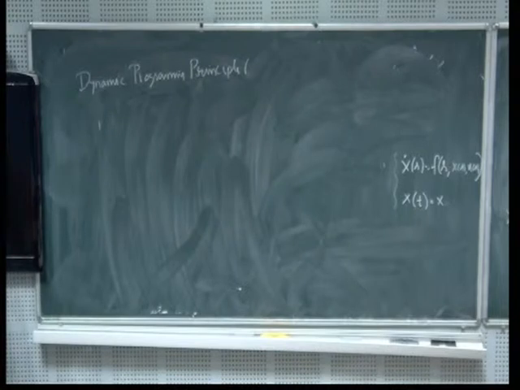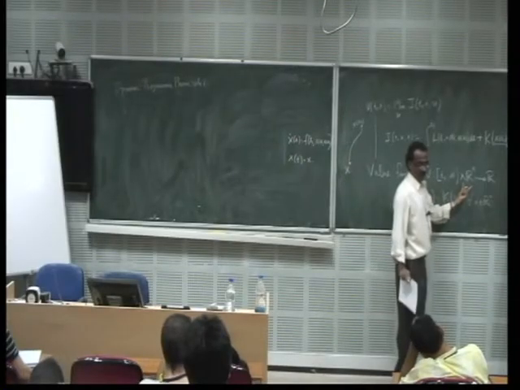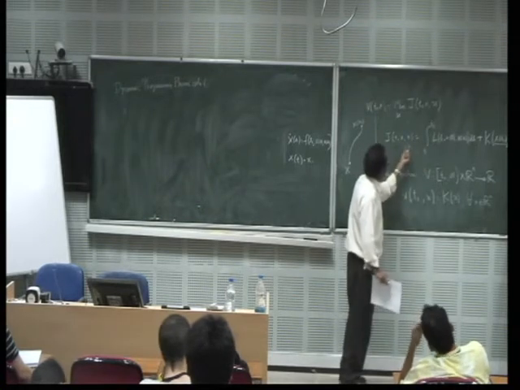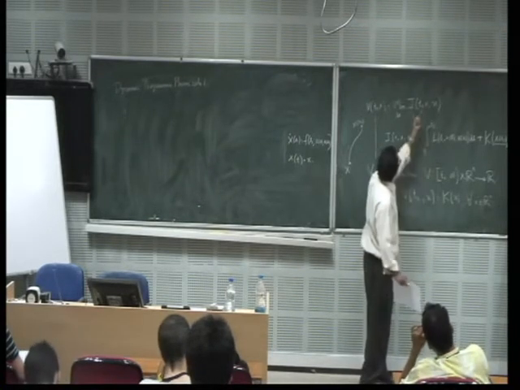The only thing is that now I am trying to view, instead of t naught and x naught being fixed, I am varying t naught and x naught. And hence you have a function. And so for each t, x, you have the minimization. You see? You get that too.